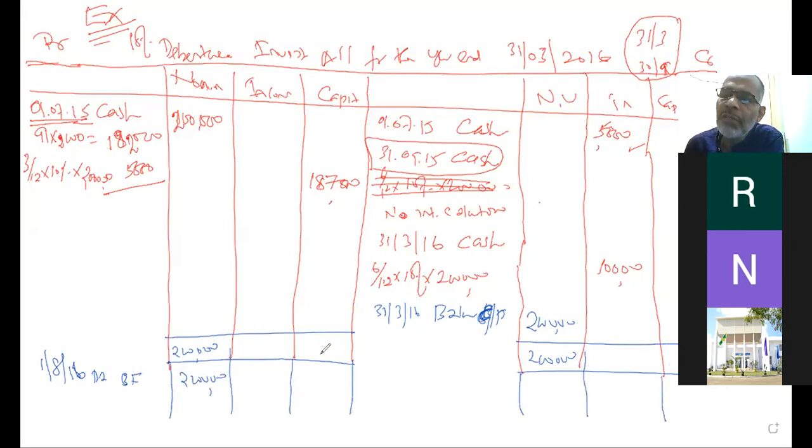Got the idea? 200,000, is it okay? Now we have to come to this one. 187,000. This is also carried down, brought down 187,000. The nominal value is 200,000, but you purchased it for 187,000. That's why your cost is 187,000. Your nominal value is 200,000, your cost is 187,000. Therefore, that will be the difference.